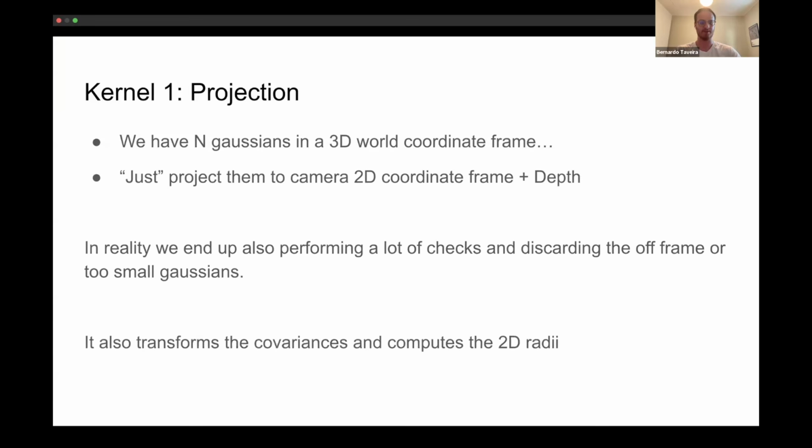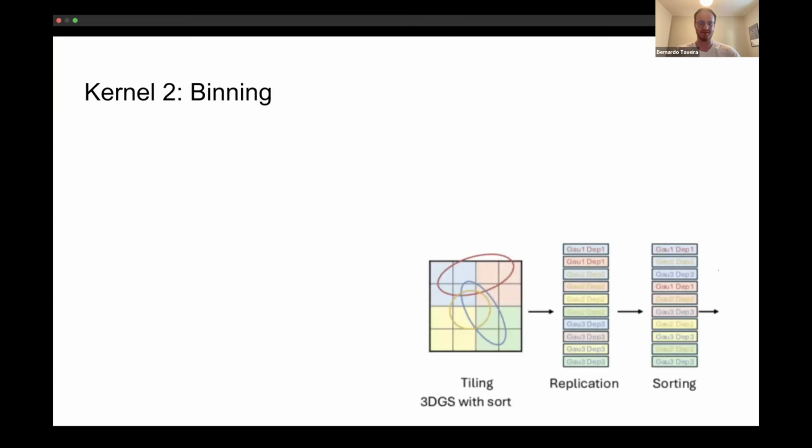This also gets a bit annoying because you also have to transform covariances and compute 2D radii, but essentially not anything out of this world. Then comes kernel number two, which is binning, maybe one of the most annoying ones to program. Essentially, what we're doing is tiling the Gaussians.